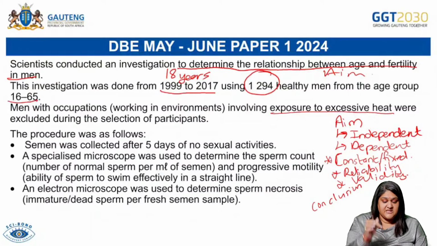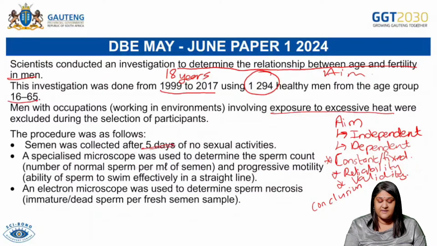Good. The procedure was as follows. Semen was collected after 5 days of no sexual activities. A specialized microscope was used to determine the sperm count, which is the number of normal sperm per milliliter of semen, and progressive motility, which is the ability of sperm to swim effectively in a straight line. An electron microscope was used to determine sperm necrosis, which is immature or dead sperm per fresh semen sample.